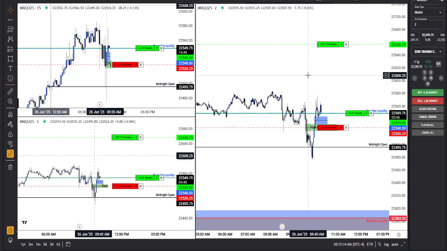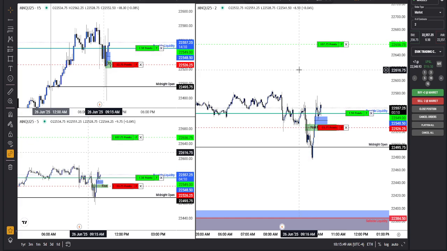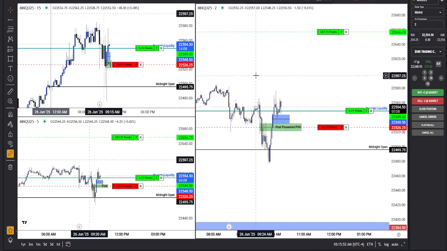But let's see, does that get respected or does price trade higher? Does price action want to just run out of there or what? What's it doing here now?